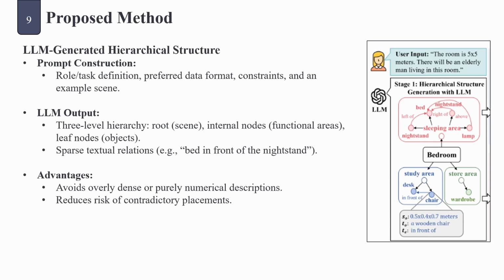Additionally, the output includes sparse textual relations, such as bed in front of the nightstand. This approach avoids overly dense or purely numerical descriptions, thus reducing the risk of contradictory placement.